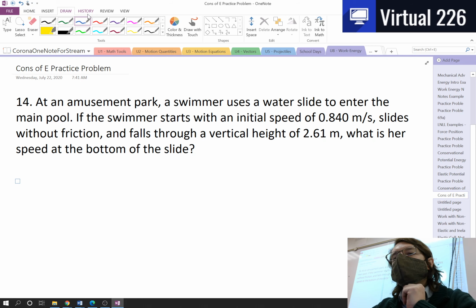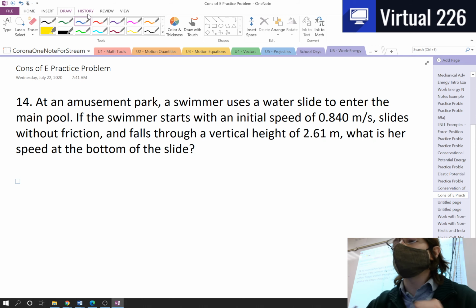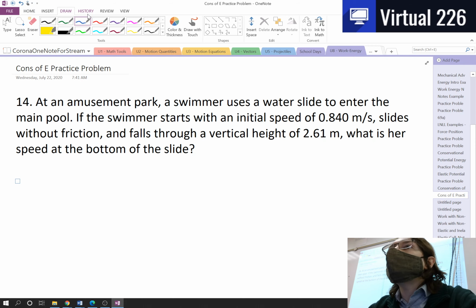But if this swimmer starts with an initial speed of 0.84 meters per second, because you use the bar to swing yourself in, and then they slide without friction, because the water's making everything nice and slick, and they fall through a vertical height of 2.61 meters, what's her speed at the bottom of the slide?